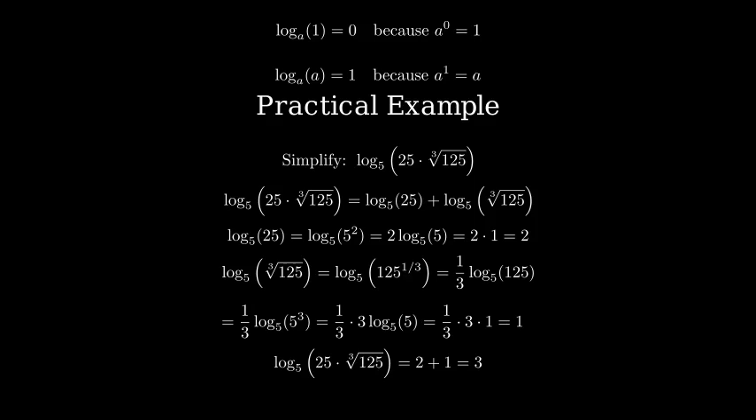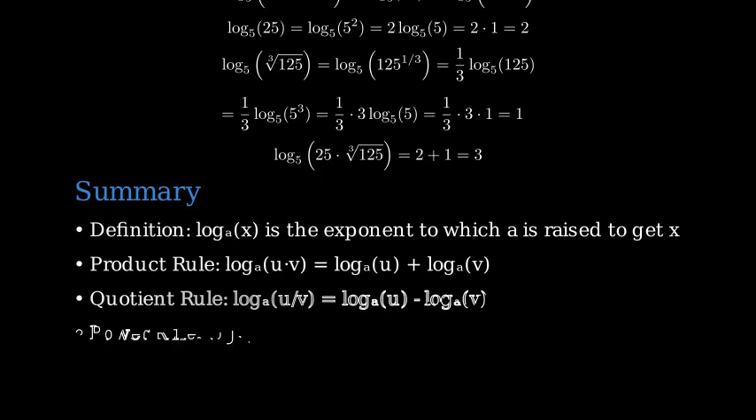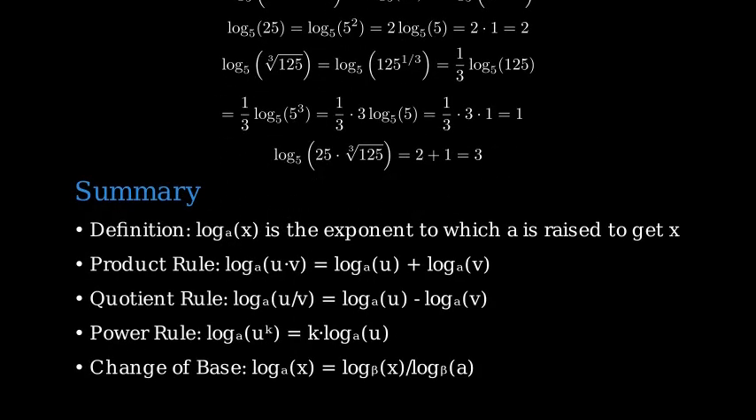To summarize what we've learned about logarithmic functions and their properties, first, we define a logarithm as the exponent to which we raise the base to get a certain number. We explored the 3 fundamental properties of logarithms: the product rule, where the logarithm of a product equals the sum of the logarithms; the quotient rule, where the logarithm of a quotient equals the difference of the logarithms; the power rule, where the logarithm of a power equals the power times the logarithm.